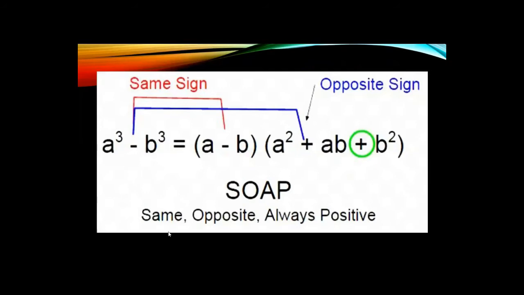This is also the description of the same, opposite, always plus SOAP technique. For a cube minus b cube, the first sign is same: minus, minus. Then we will use the opposite sign; O stands for opposite. The opposite of minus is plus. So this is plus, and the third sign is always plus, or always positive. Again, this is the SOAP technique: S for same, O for opposite, AP for always positive.